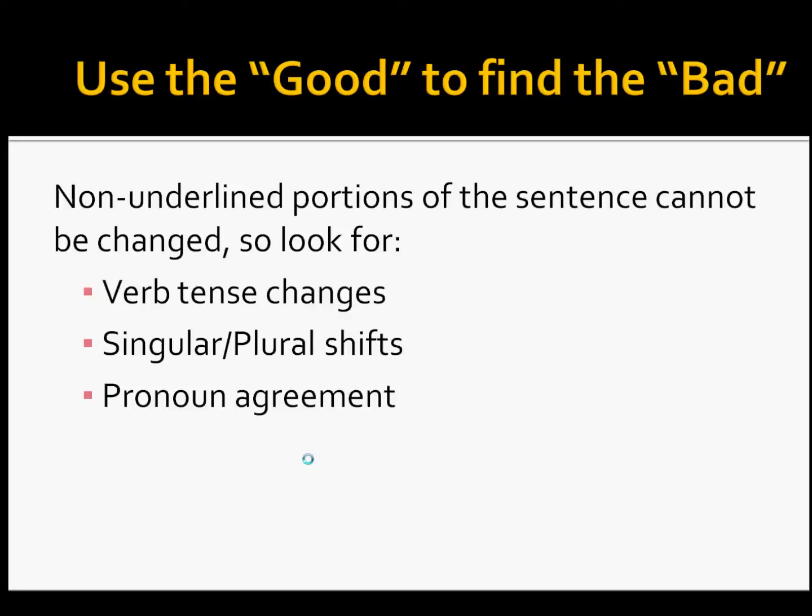So that means you're going to have to look through the answer choices for the one that has the same tense as the non-underlined verb. You can do that for any part of speech, so use this to your advantage. Verb tense changes, singular plural shifting, pronoun agreements, these are the concepts that we talked about in the identifying sentence errors questions. Go back and take a look at those lessons if you're unsure, but remember, if it's correct in the non-underlined portion, then that's what you're going to have to look for in your answer choices as well.